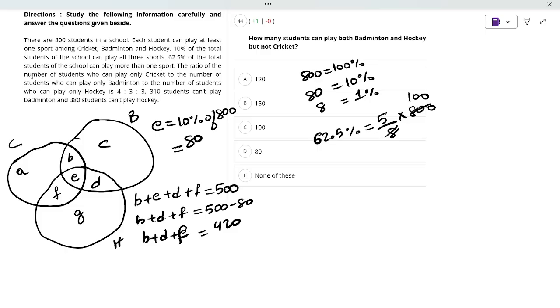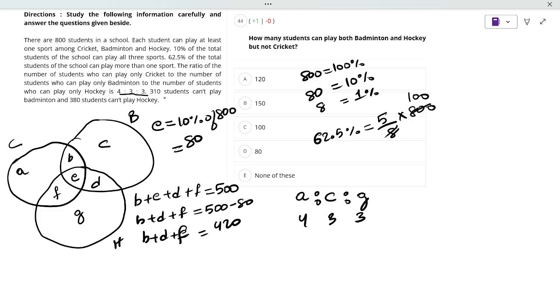The ratio of the number of students who can play only cricket, okay, only cricket is A. Fine, A. Who play only badminton, okay, badminton is C. And who can play only hockey is G. Given in the ratio 4, 3, 3. So here 4, 3 and 3.